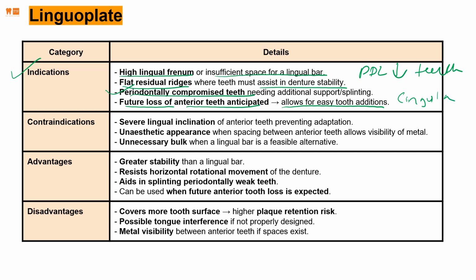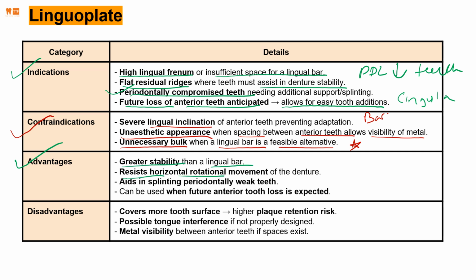And then, of course, the contraindications, which are severe lingual inclination, and that's where we use the bar. So things are now starting to repeat themselves, right? Whenever there's an unaesthetic appearance, when there's spacing between anterior teeth and now the metal is showing, when there's unnecessary bulk, when a lingual bar is feasible, then why create so much tooth preparation, right? You have to create tooth preparation. You can't just put it on the cingulum. The cingulum has to be ready to receive them too. So that's an issue.